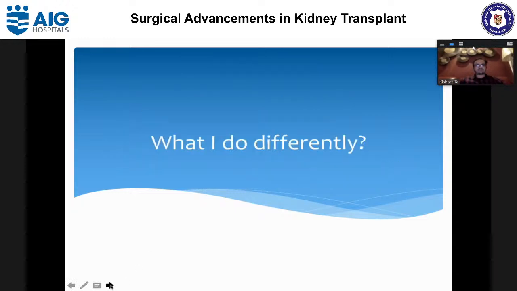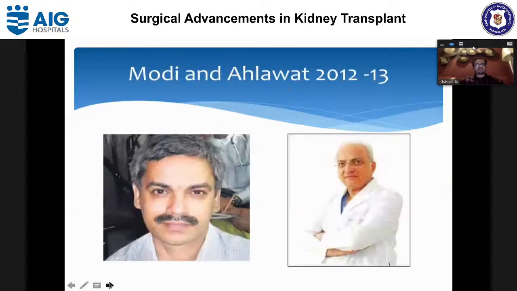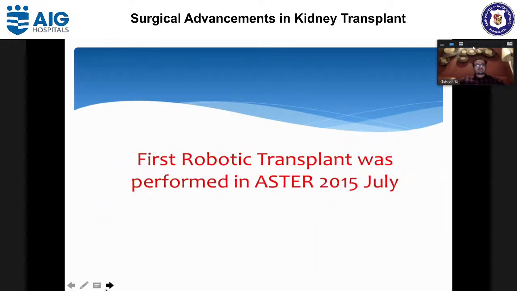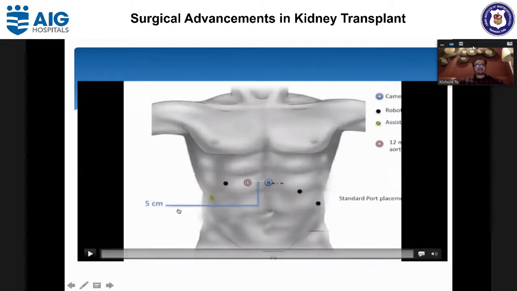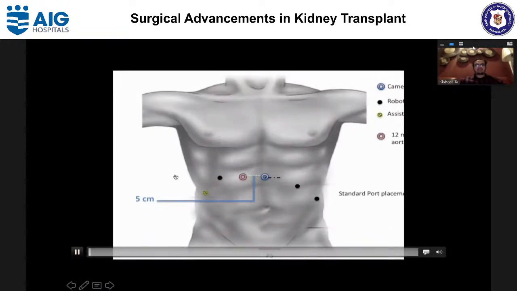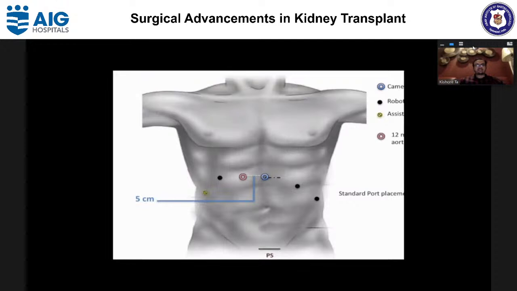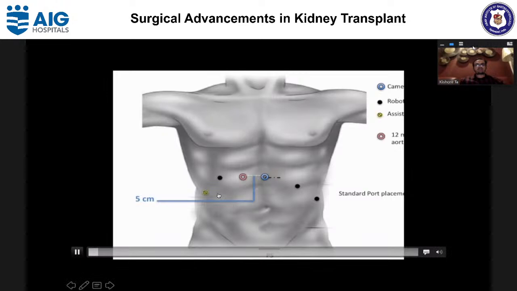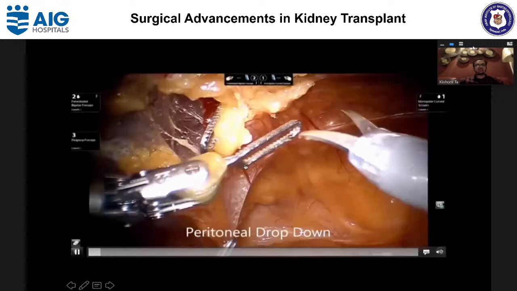So my endeavor would be directed towards how to tackle these complications and how to manage these issues. So what I do differently than what the pioneers do, Dr. Modi and Dr. Halawat. So I basically learned from them. I went and watched them, both of them, and then I started in 2015. So I performed the first transplant in 2015 in Aster, July, and I do a little bit different. I combine Dr. Halawat's and Dr. Modi's technique. I place 5 ports as usual, and in obese patients, I place 1 more port.